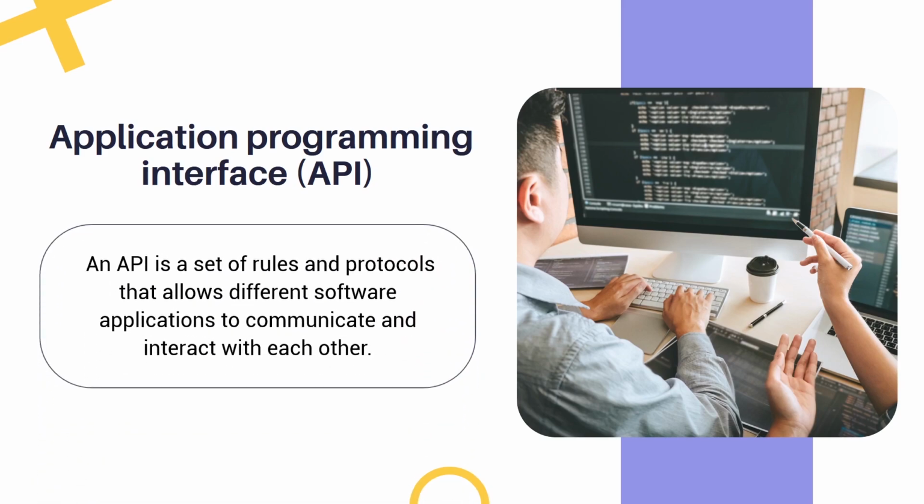An API, or an application programming interface, is a set of rules and protocols that allows different software applications to communicate and interact with each other. It defines how various components of software systems should interact, specifying the types of requests that can be made, the format of the data that should be exchanged, and lastly, the actions or responses that can be expected.